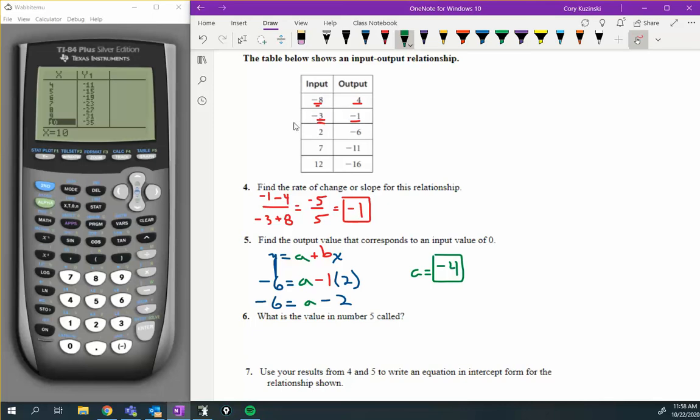If we zoom into this table, we know our slope is negative 1. Negative 2 would be negative 2 at x of... negative 1 would be negative 3, 0 would be negative 4, and 1 would be negative 5. Then that gets us to 2, negative 6. So there's that negative 4 again. What is that number called? That is called a y-intercept.